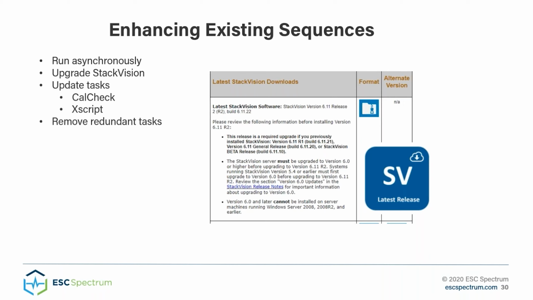Update outdated tasks. We have some customers whose systems got configured a long time ago. Nothing's really changed with how they need to report, so they just kind of chug along, everything's great, but they might be using some of these outdated tasks, and we might be able to go in and enhance some of this stuff with new tools, CalCheck or XScript or whatever it is. So get with somebody, call support or get with your engineer, and we could go in and look at your sequences together and try to determine how you might be able to clean some of these up.